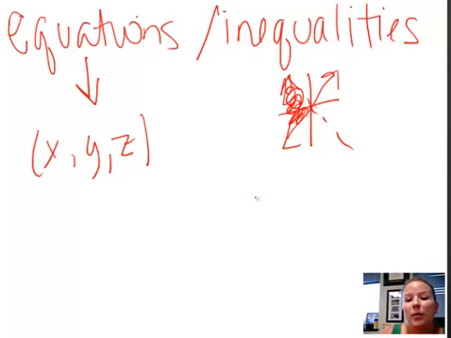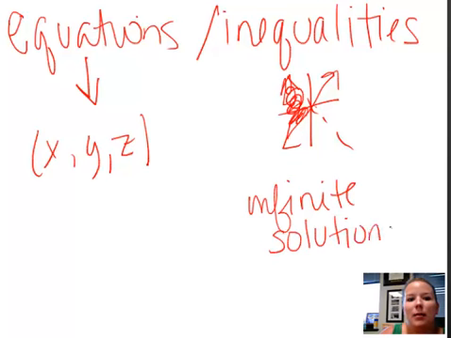Alright? So for inequalities, you have infinite solutions, meaning where they intersect, we could pick a point from any section on that graph and we could call it a solution, as long as it lies within the shaded region. Alright, so let's look at a system of equations.